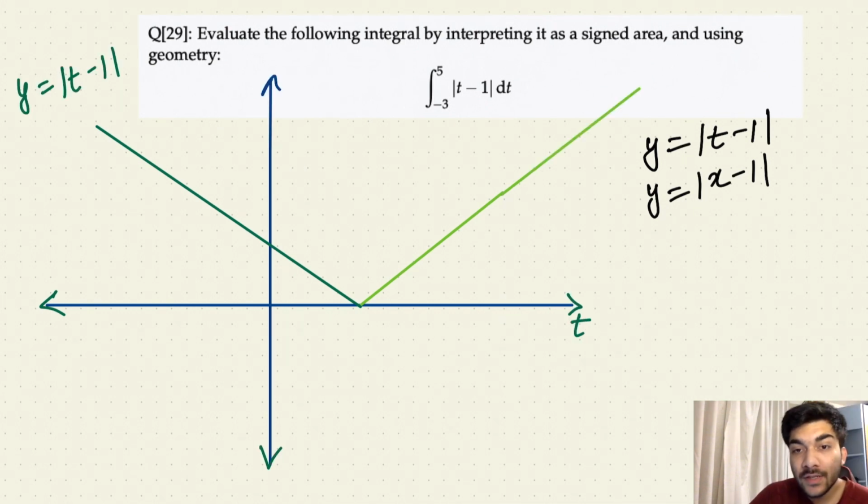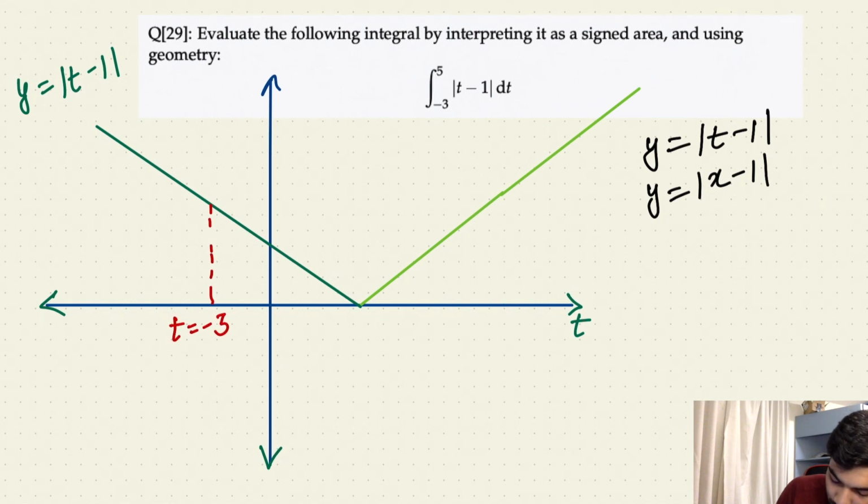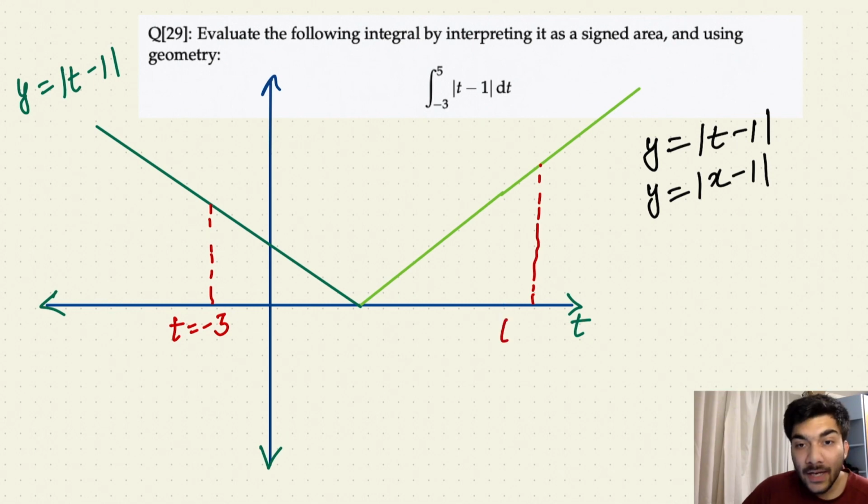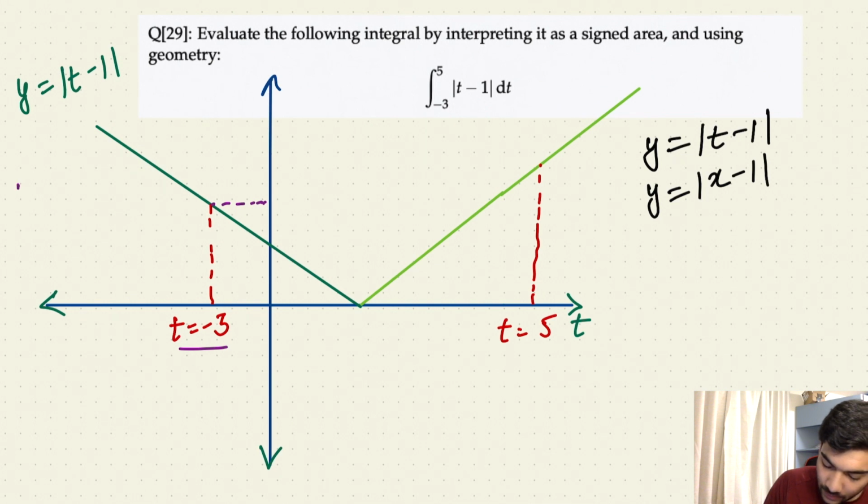Now since I've sketched the graph of my function, let's denote the endpoints and calculate the value of the function at those endpoints. I'll denote the left endpoint over here, which is t equals minus 3, and my right endpoint in this case is t equals 5. Now let's calculate the value of my function at those endpoints. Since my function is mod t minus 1, for the left endpoint, t is equal to minus 3, so the value of the function would be absolute value of minus 3 minus 1, which is the absolute value of minus 4, which is 4.